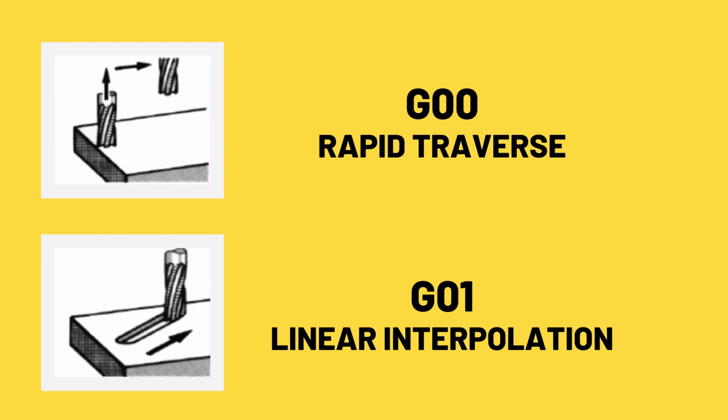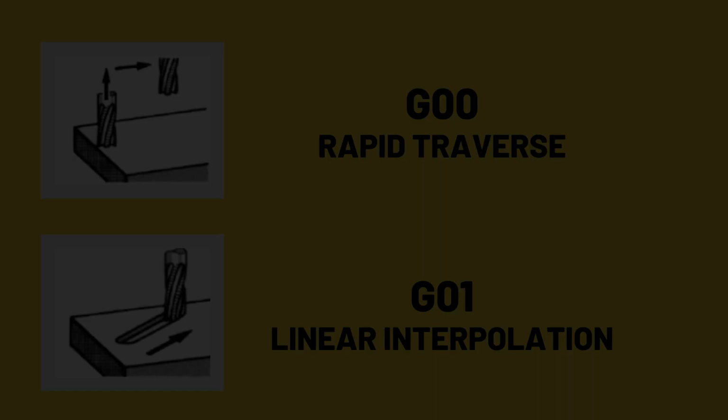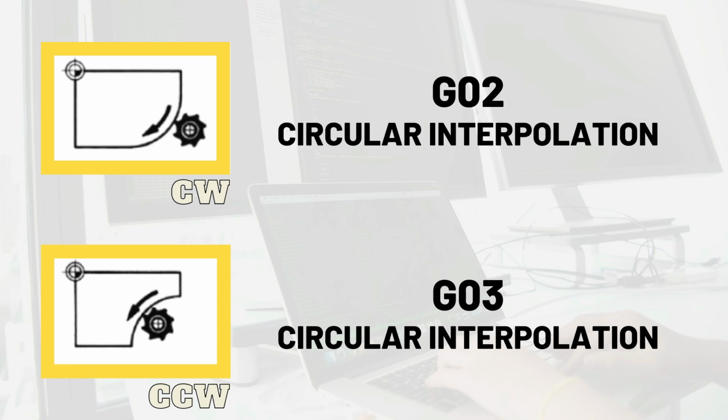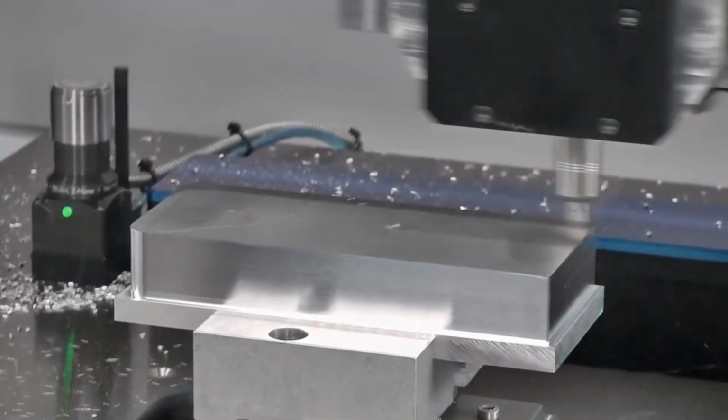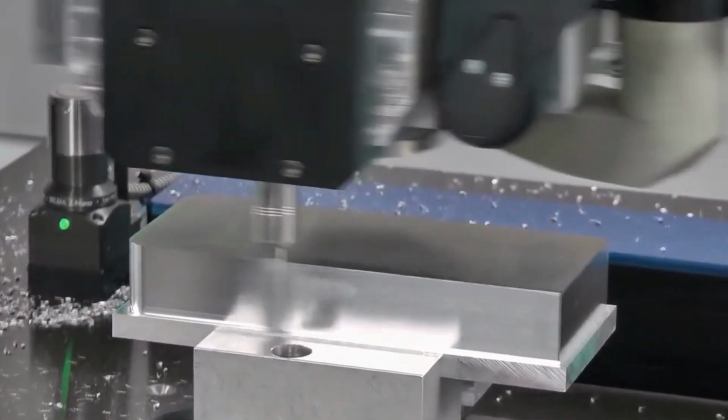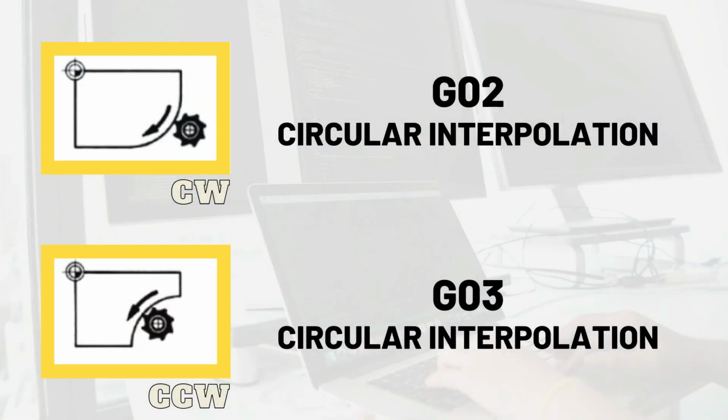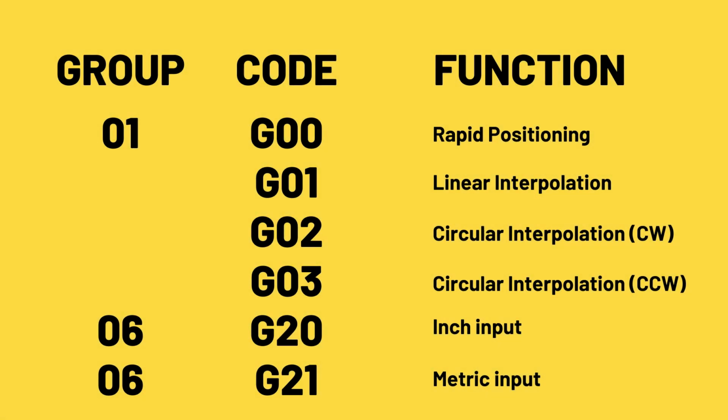G01 is used for straight line movement or linear interpolation. G02 and G03 are used for arc and circular interpolation. G02 is for clockwise interpolation and G03 is for counterclockwise circular interpolation. Some of the most common G codes in CNC programming are listed here.